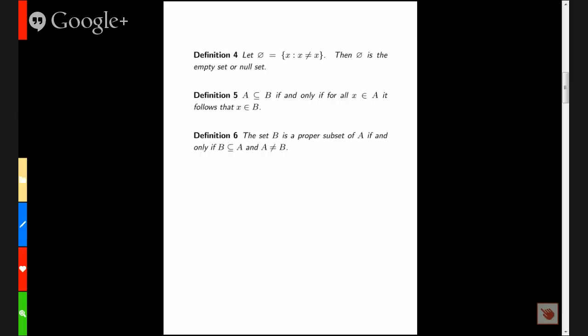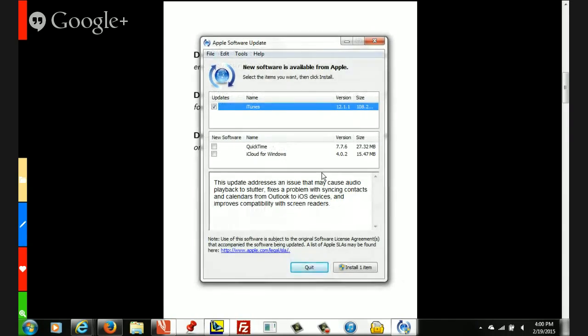Now, a few more definitions, and then we'll get to a couple of proofs, and then we'll do homework. So let phi be the empty set. That's going to be defined to be the set of all x so that x is not equal to x. There's many different ways of trying to define the empty set. This is the one this book chooses to do. All x so that x is not equal to itself. Well, that's an impossibility. So it's an empty set.